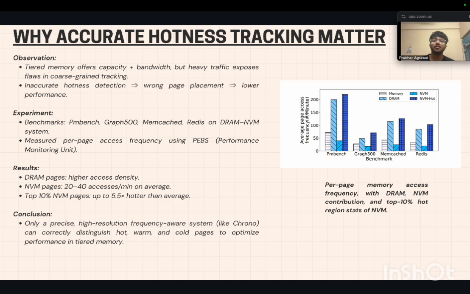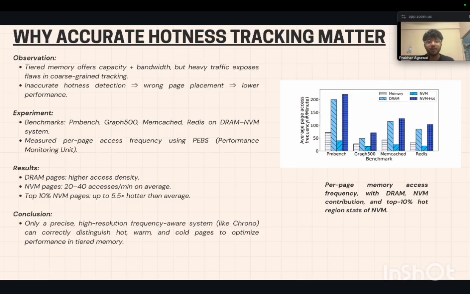Why accurate hotness tracking matters is that if we inaccurately detect, we are sending wrong pages above, which will lower our performance. So we did an experiment by running benchmarks, and what we found was that DRAM pages were highly accessed. Also, the NVM pages were accessed about 20 to 40 accesses per minute, but the top 10% NVM pages, which are the hot pages, were accessed 5.5 times more.